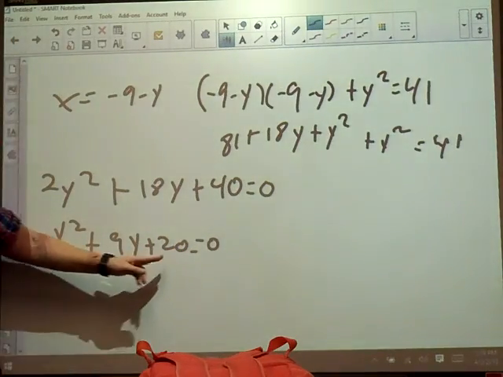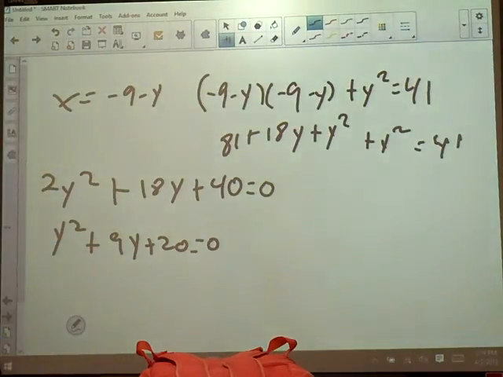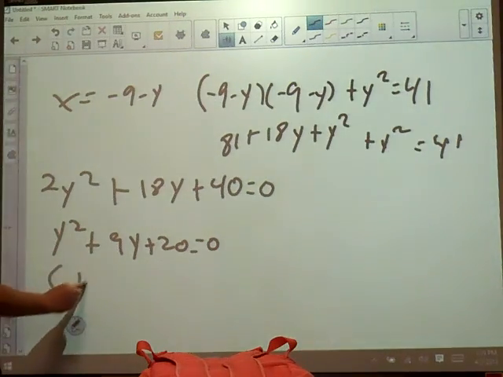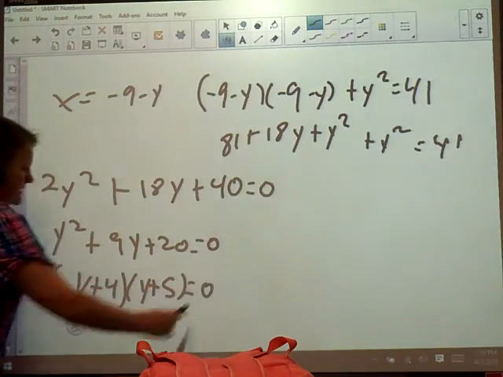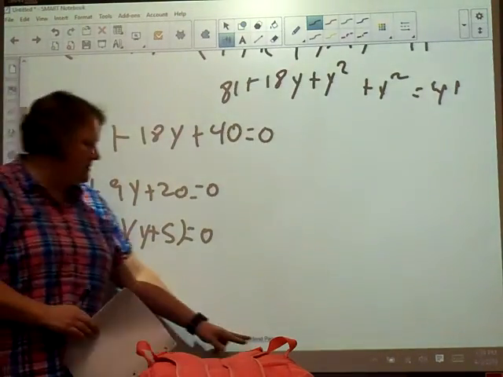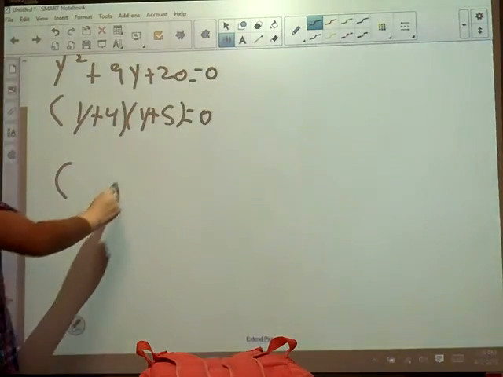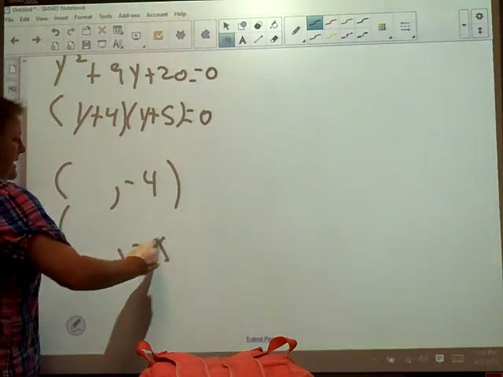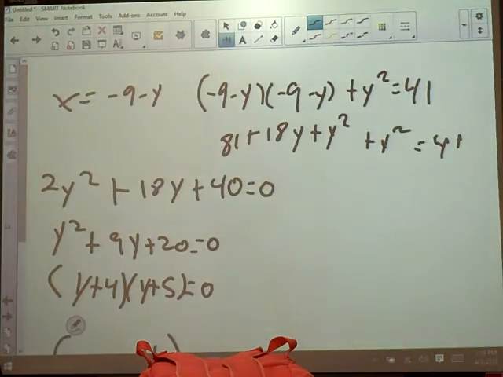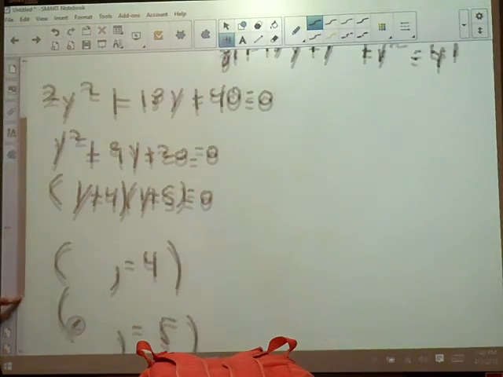Now I know the factors of 20 that add to 9. That's an easy way to factor there. So that's going to be y plus 4 times y plus 5 is equal to 0. If you have both of those equal to 0 and you solve them, you're going to have a y of negative 4, right? And you're going to have a y of negative 5. Looking through my choices, A has a y of negative 4, negative 5. B has it. C does not. D does not. So I know it's got to be either A or B.